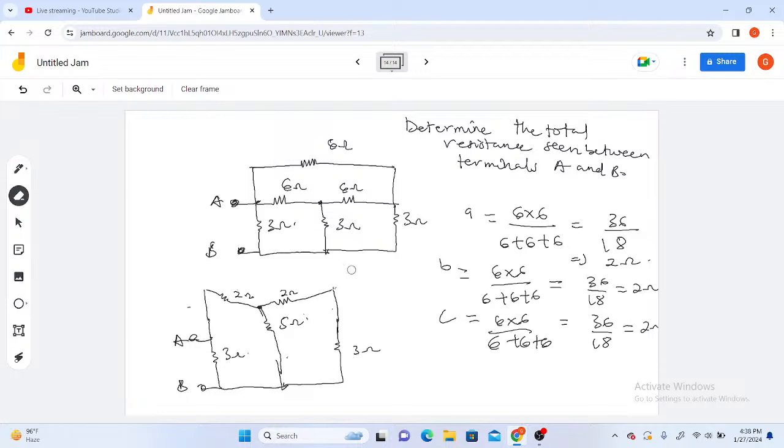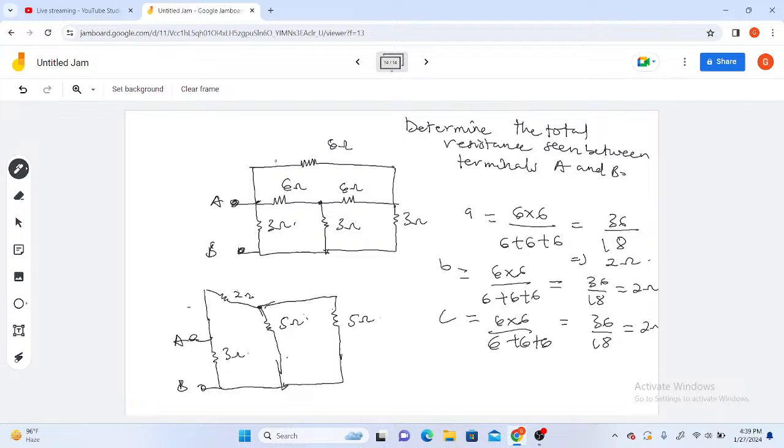Now let's see. These 2 ohm and these 3 ohm, you can see there is no node and the same current will be passing through. So I'll replace the two of them with a single resistor and that will be 2 plus 3, 5. So I'll replace this and I'll replace that with just a single resistor here. So let me draw a single resistor here, 5 ohms.